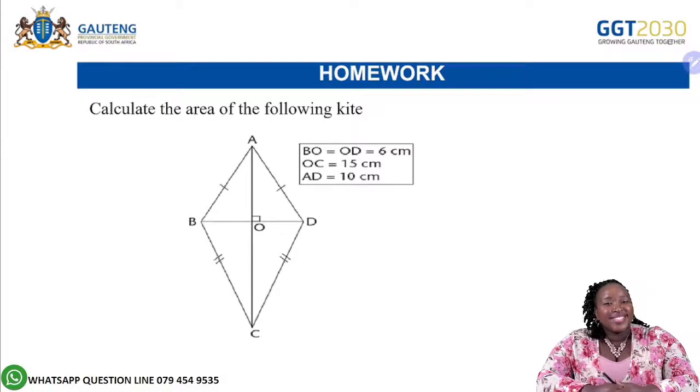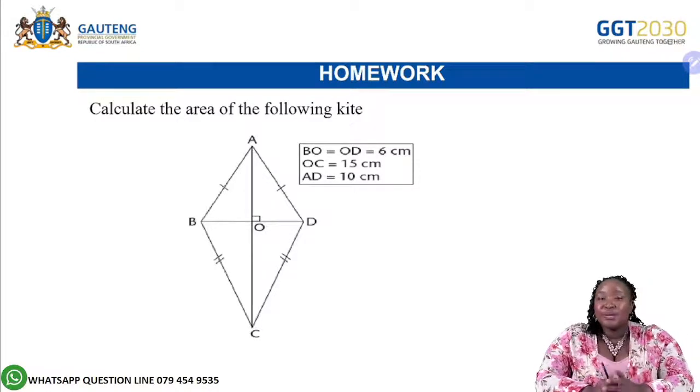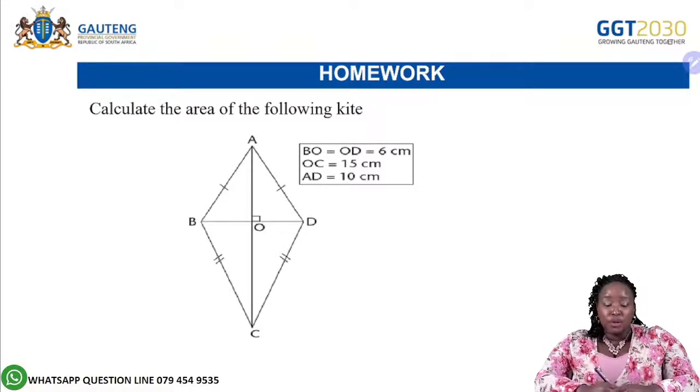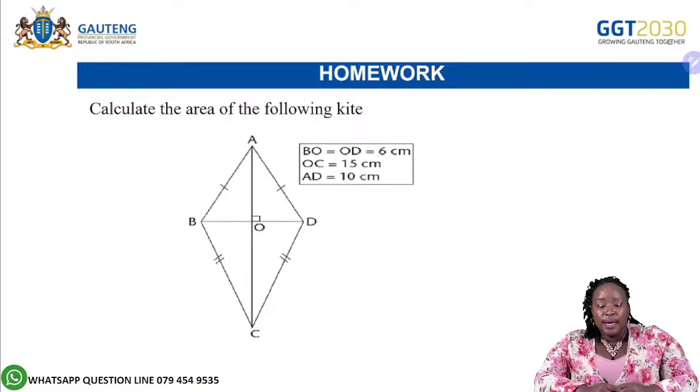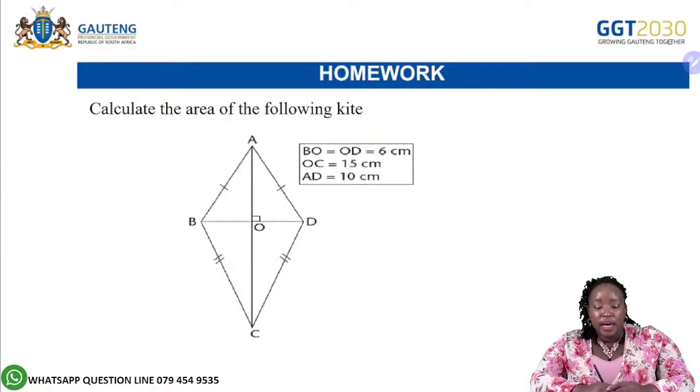Okay, so you do actually have more homework, right? So I'm going to ask you also to do this one because it's calculating area. So I'd like for you to just quickly take a picture of this one as well. All right, a picture or a screenshot very quickly while I am on screen, please. We are going to also do this as our homework, all right? So you just have a kite, A, B, C, D, and then you are given the lengths there. All right, I'm mentioning this for the person who's writing. So BO is equal to OD, it's equal to 6 centimeters. OC is equal to 15 centimeters, and AD is equal to 10 centimeters. Okay, all right.